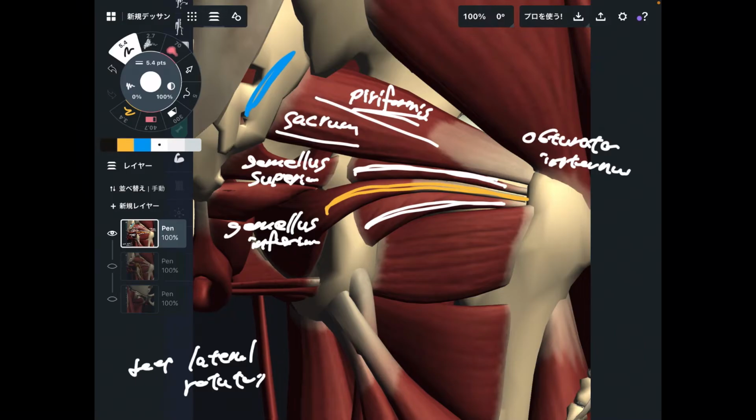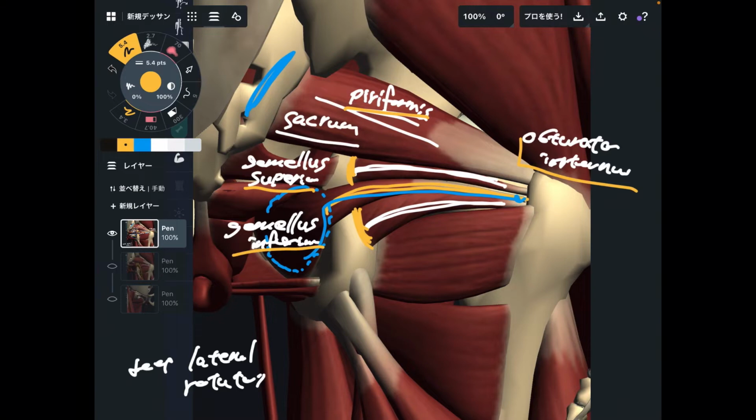Obturator internus. Literally this muscle originates from the inside part of pelvis. It's like this. Then it shows up, and it goes to femur. This is a very important muscle. Oh, by the way, gemellus muscles originate from ischium, right here. Piriformis, gemellus superior, gemellus inferior, and obturator internus.